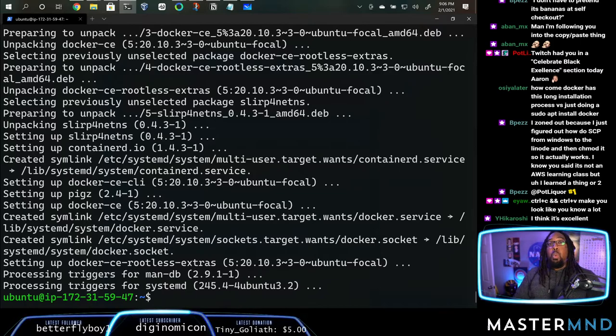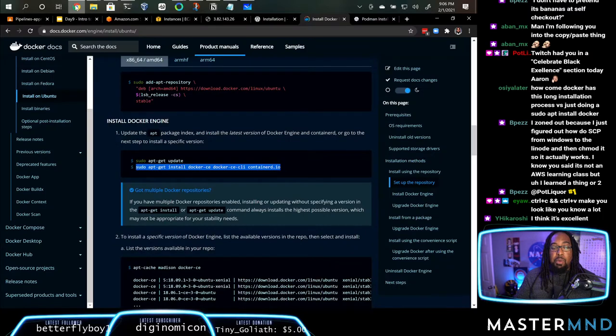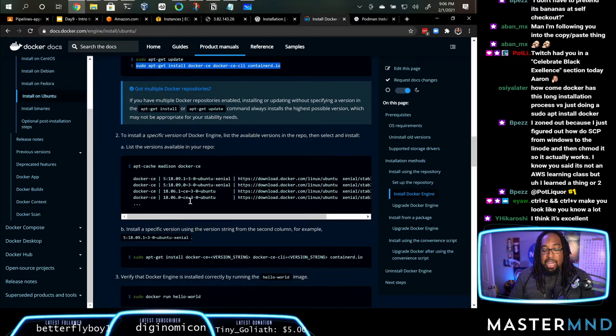And so the commands that I'm pasting in now will allow us to get the latest version directly from Docker and get it set up for our system. And that's the reason why it is a little bit more helpful. Control C and Control V make you look like you know a lot. That is very, very true.